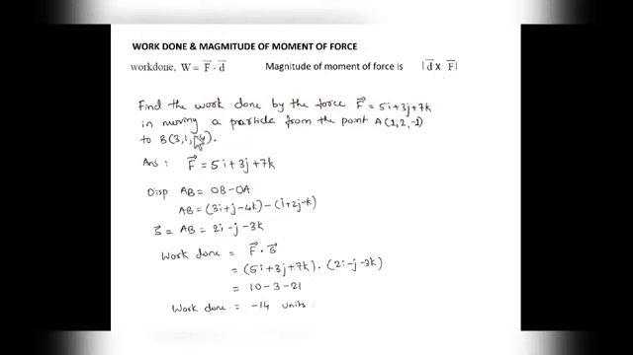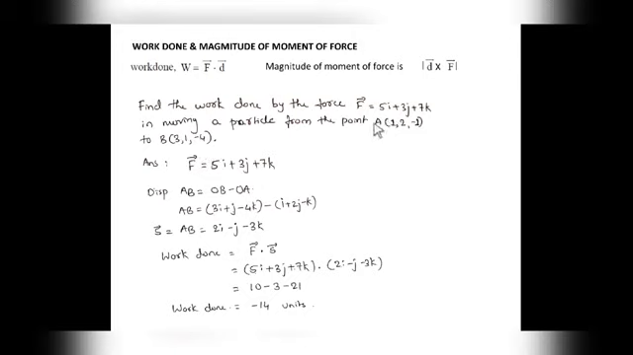Now let's understand this concept using some examples. Find the work done by the force F vector equal to 5i plus 3j plus 7k in moving a particle from the point A (1, 2, minus 1) to the point B (3, 1, minus 4). Now the answer. What are they given? They are given the force F vector, that is 5i plus 3j plus 7k, and we have to find the displacement using these 2 points.